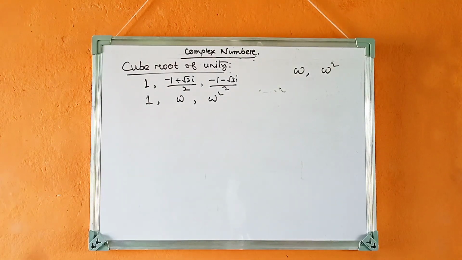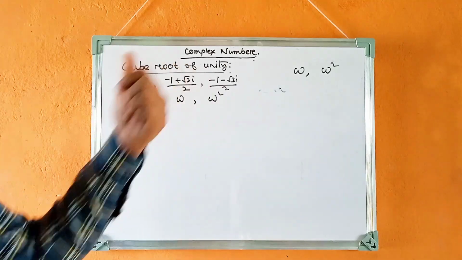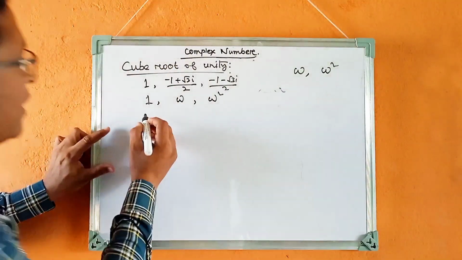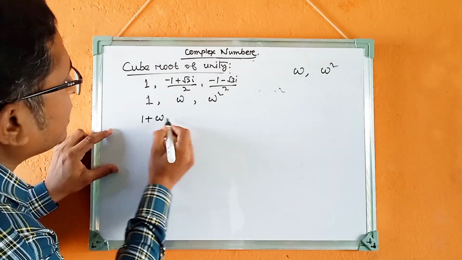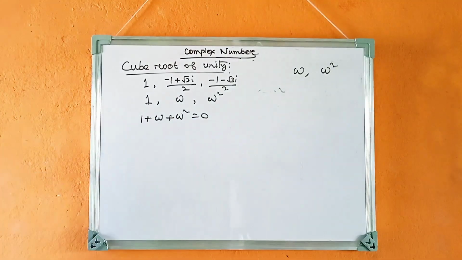Now come to the next property. The sum of the cube roots of unity is 0. That means the sum of the three roots, 1 plus omega plus omega square, is equal to 0. This is another property.